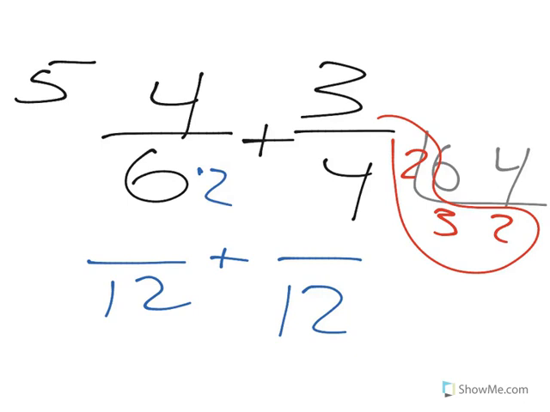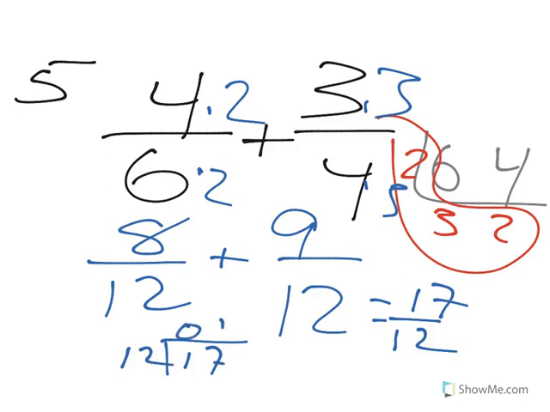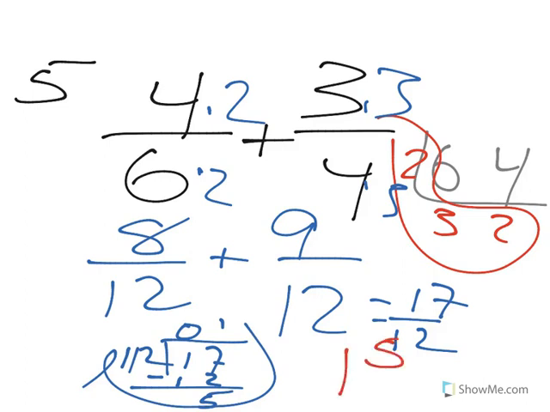I know that 6 times 2 is 12, so 4 times 2 must be 8. 4 times 3 is 12, 3 times 3 is 9. Now that I have the same denominator, I can go ahead and add. I get 17 twelfths. 17 twelfths is an improper fraction, so I must divide. 12 doesn't go into 1. 12 goes into 17 one time with 5 left over. Go clockwise. So my answer to this problem is 1 and 5/12.